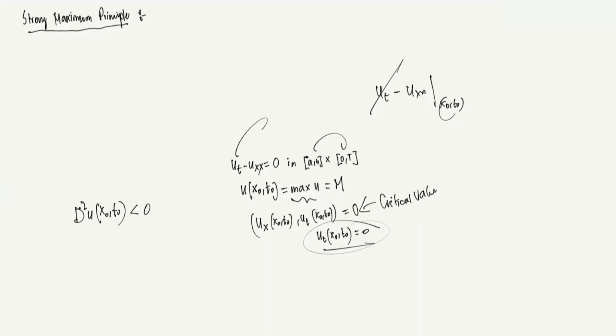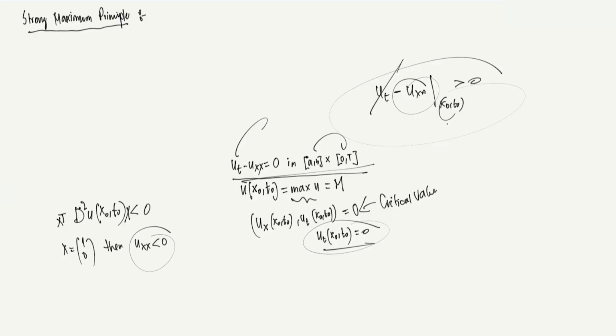Let's understand that if the Hessian matrix is strictly negative definite, then x transpose times the Hessian times x is negative. Now if you take x to be (1, 0), then this becomes uxx, and uxx becomes negative. So if uxx is negative at the point x naught, t naught, then negative minus negative is positive. So this term will be positive. But you are saying that this is 0 for all points here. So that's a contradiction. The maximum cannot be attained in the interior unless it is a constant. Is it okay?